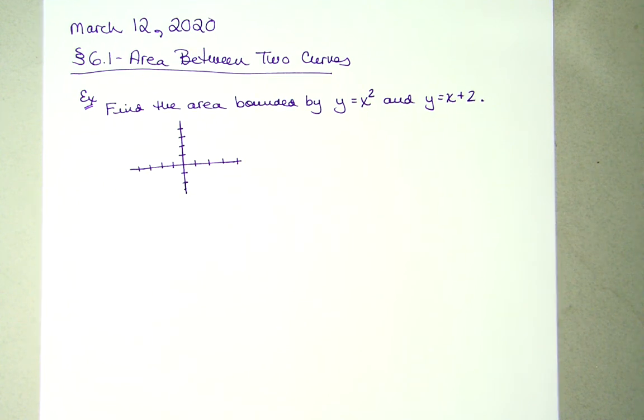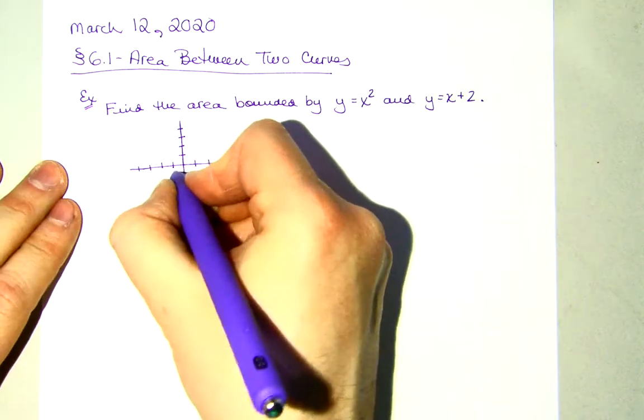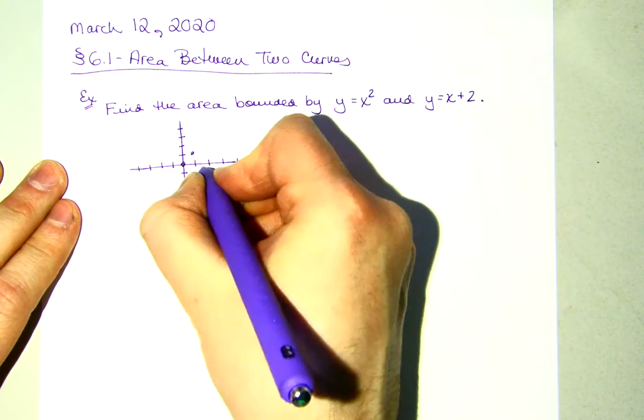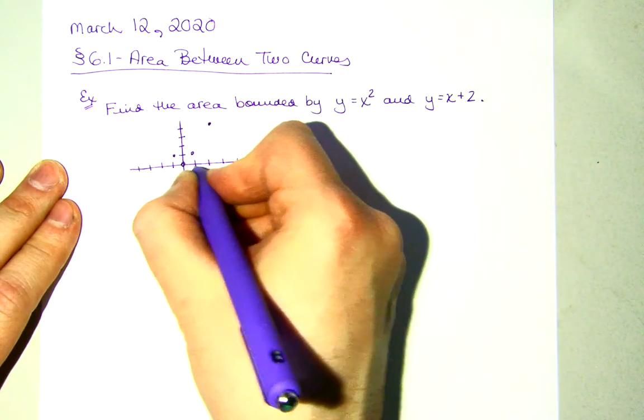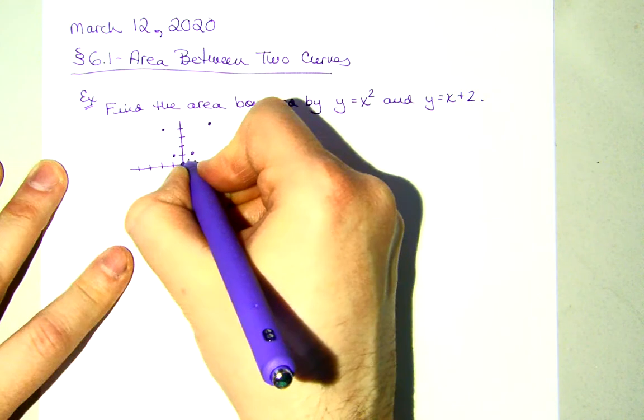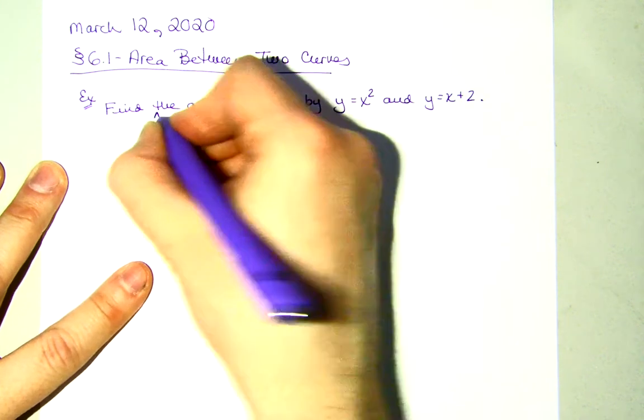Okay, we gotta go. Y equals x squared. Well, let me plot some points. I know it's a parabola. I know I have 0, 0, 1, 1, 2, 4. I'm hoping that'll be good enough, but then negative 1, 1, negative 2, 4. And I've got a parabola.